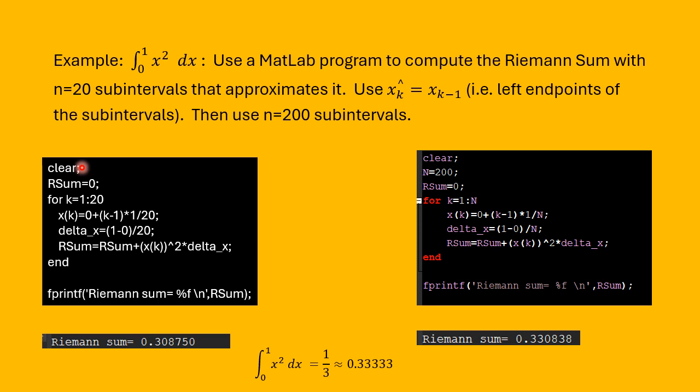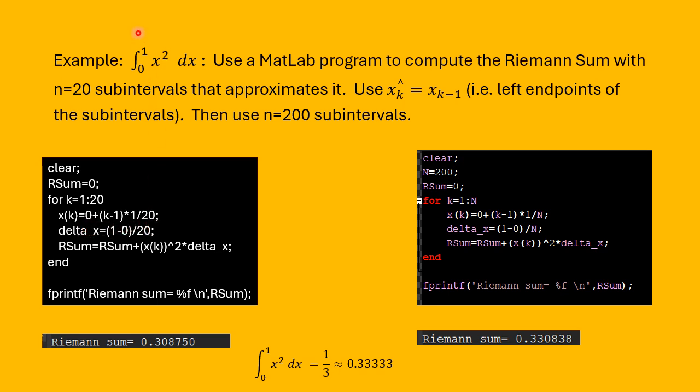Here's one program to find the Riemann sum with n equals 20 subintervals. We clear the workspace, so no variables exist right now. Then we define our sum to be 0. We're going to store the Riemann sum in this variable r sum. For k goes from 1 to 20, we'll let x of k equal 0 plus k minus 1 times 1/20th. So these x of k's are going to be the partition of the interval 0 to 1. Delta x in this case is just going to be 1/20th.